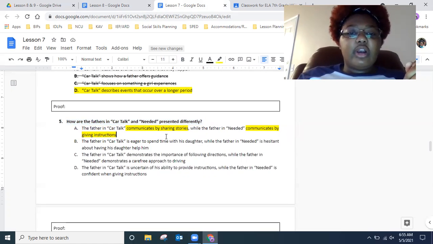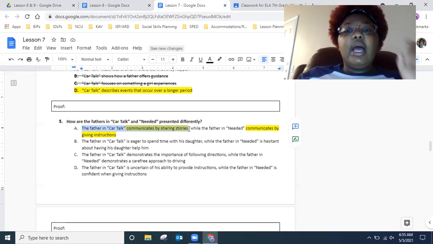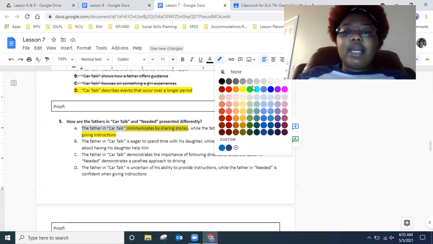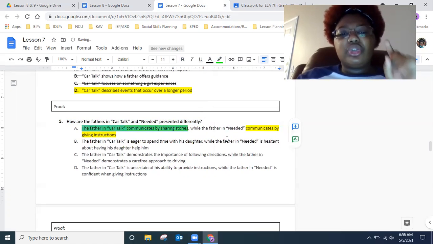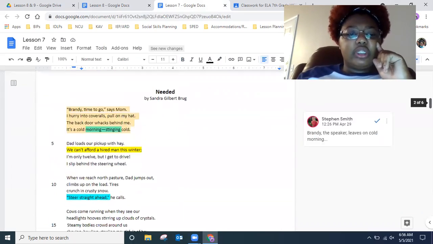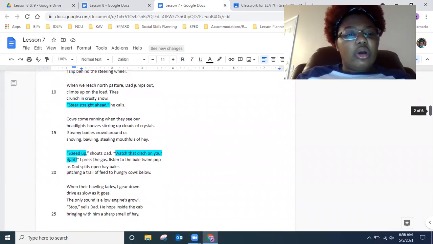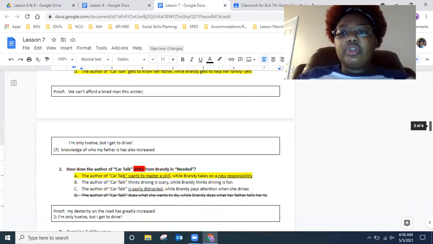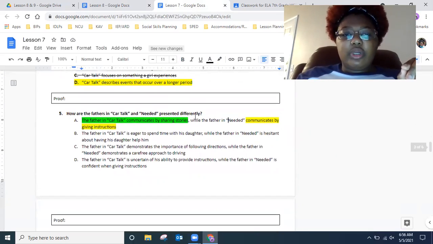A says the father in Car Talk communicates by sharing stories. I know that this is a true fact, so I'm going to highlight this in green. Then it says, while the father in Needed communicates by giving instructions. Okay, I believe he did give instructions. Let me double check. Oh, right here in 20. Speed up, shouts Dad. Watch that ditch on your right. So that's him giving her instructions. So that is also a true fact.